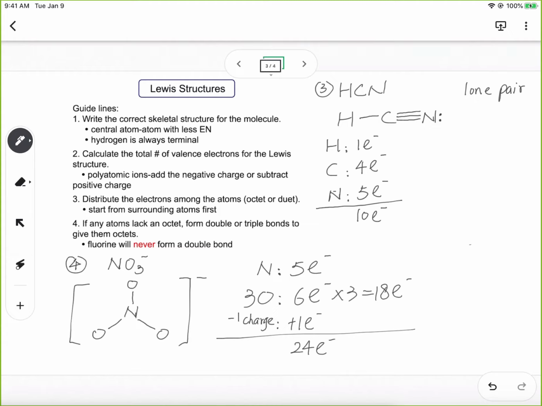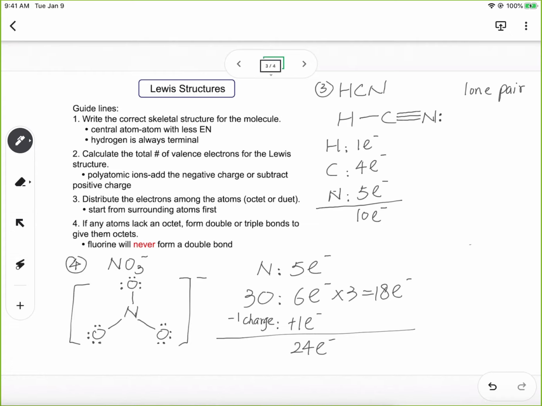Okay, well, now it's time for us to, again, we've already used some of them, but we have extra. So let's make sure that everybody's happy. For oxygen, like we did for carbon dioxide, we need to give each one of them 3 pairs to satisfy octet. Okay.